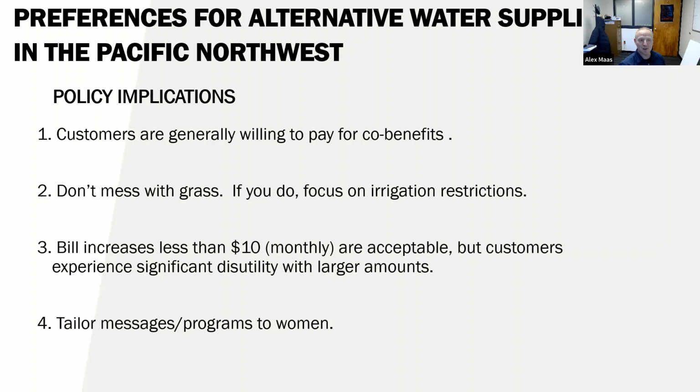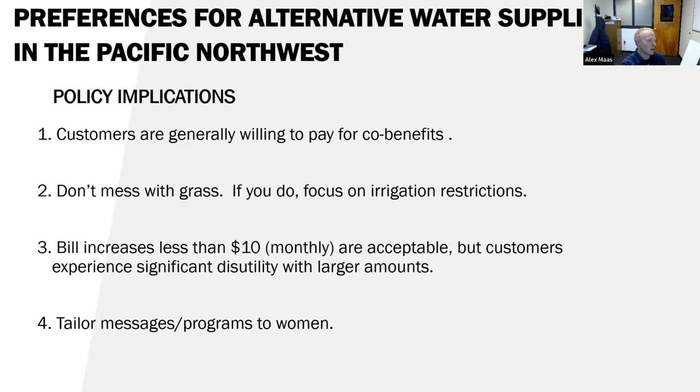Customers are generally willing to pay for co-benefits. That's a policy implication. That seemed very clear coming out of this research. If you want to do conservation, I know it seems like grass is a great way to go, and maybe make them voluntary. Anything that's a prescriptive requirement makes people very angry.